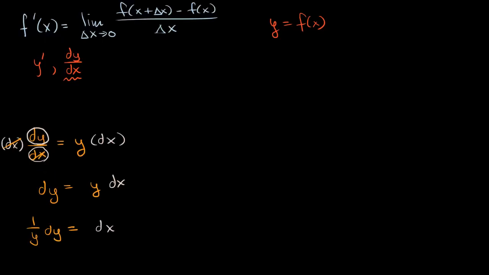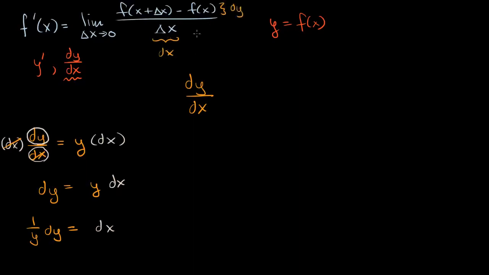And conceptually, the way that I think about a dy or a dx is this is the super small change in y in response to a super small change in x. And that's essentially what this definition of the limit is telling us. Especially as delta x approaches 0, we're going to have a super small change in x, and then we're going to have a resulting super small change in y.